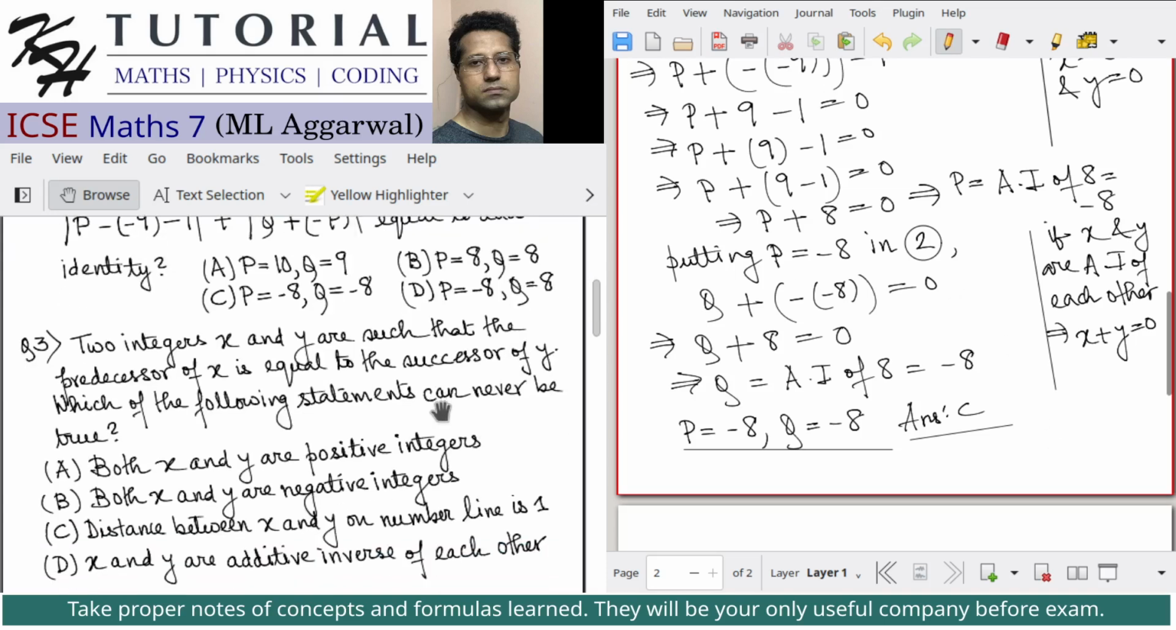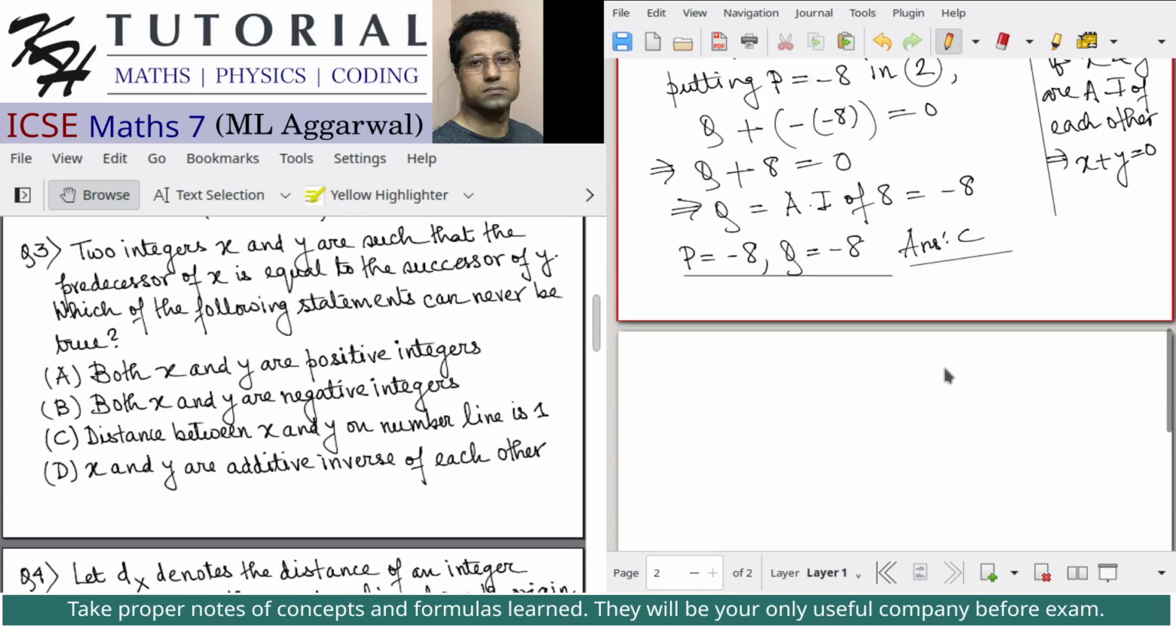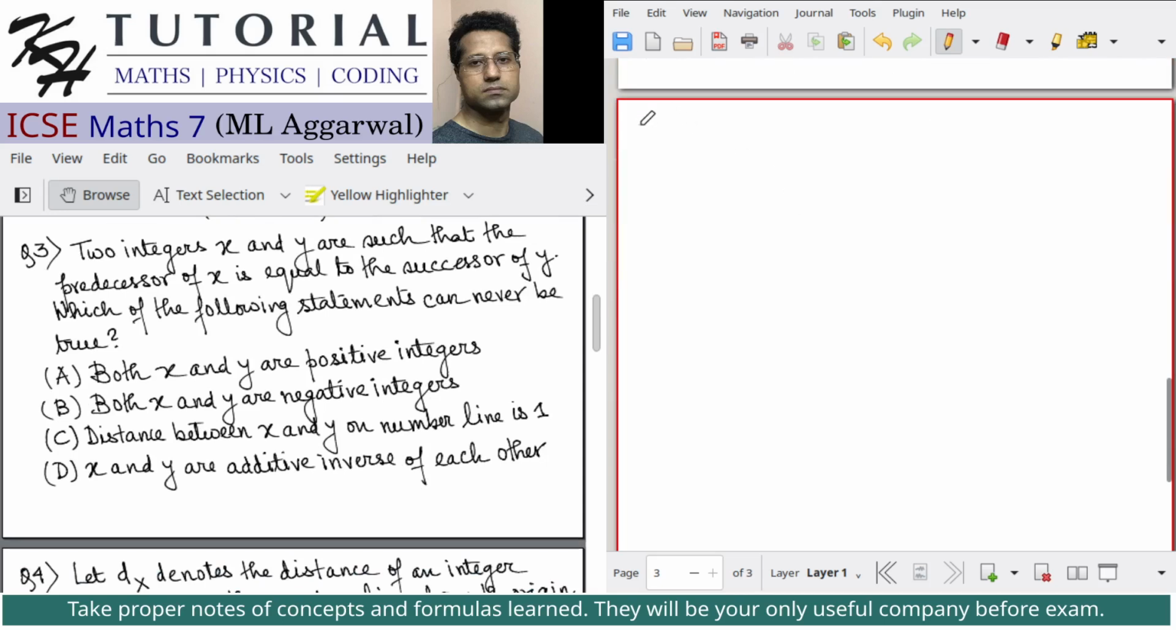Okay, let's do question number 3. It says that two integers x and y are such that the predecessor of x is equal to the successor of y. Which of the following statements can never be true? The choices are: both x and y are positive integers, both x and y are negative integers, distance between x and y on number line is 1, x and y are additive inverse of each other.